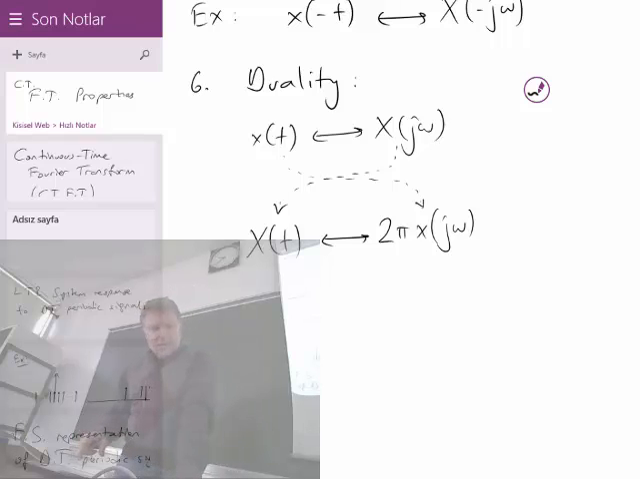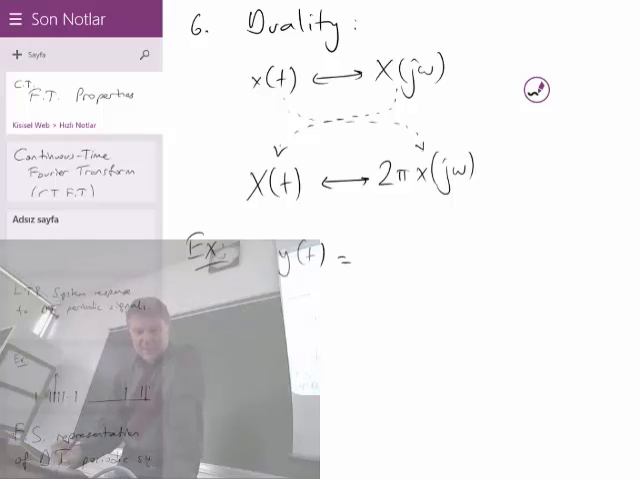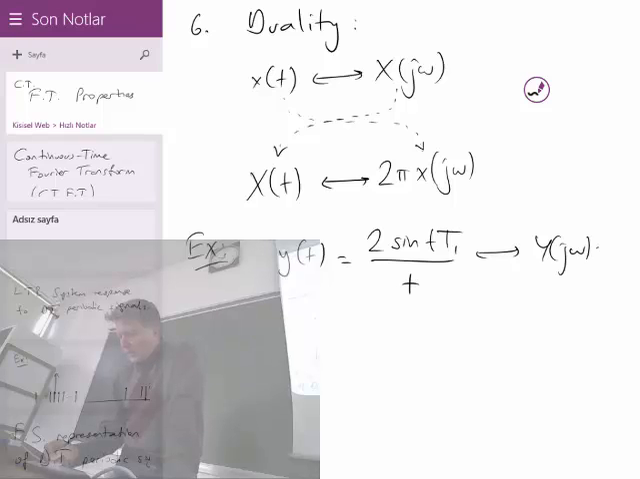Alright. Now can we use it in an example? As you may guess, most of the example questions for such properties are fabricated examples. So the question that I will ask is like this. Suppose that you have y of t in the question, which is 2 times sine of t times T1, over t. The question is, what is y of j omega?